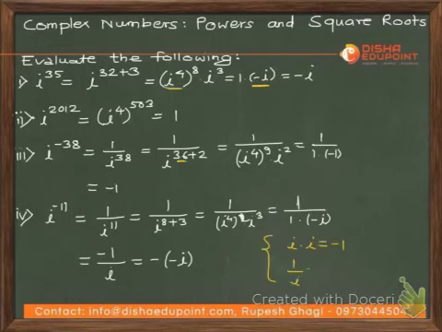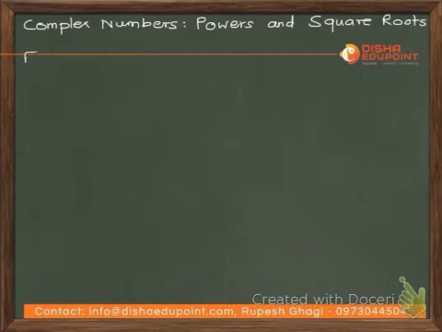Remember, i into i is equal to minus 1. So 1 upon i will be equal to minus i. This is the relation you should remember. We'll have to use it at various places. Okay, so this is i.